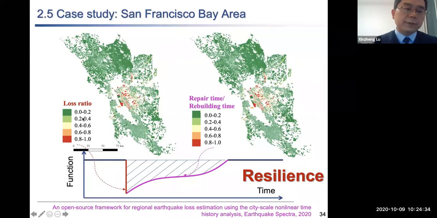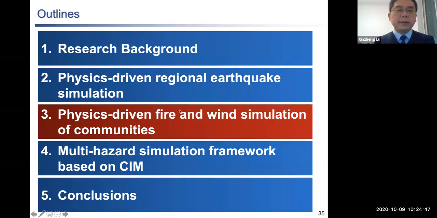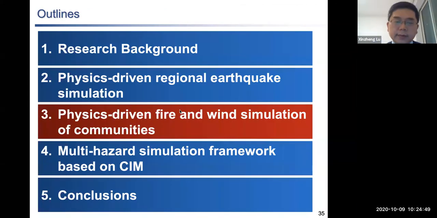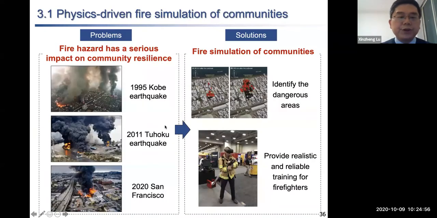Okay, so after inputting the ground motion to different buildings, we can know the shaking of the entire San Francisco downtown, and we can know the seismic loss and also the repair time. And after the earthquake, we're talking further about the fire and the wind simulation.